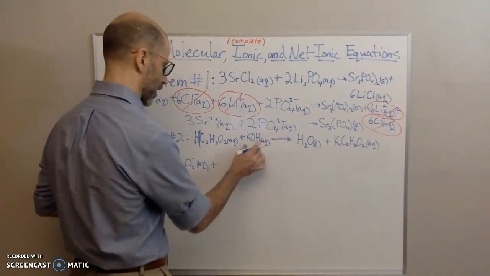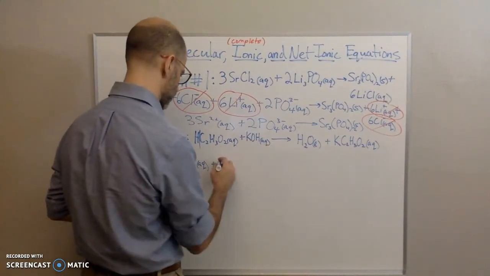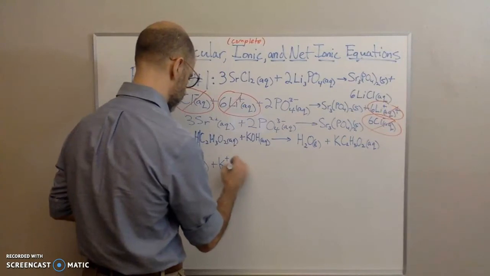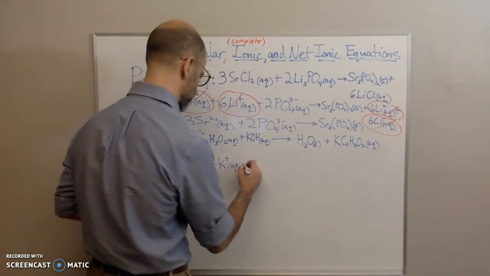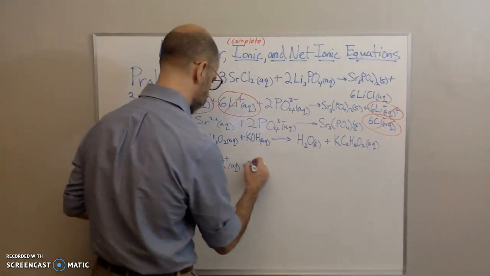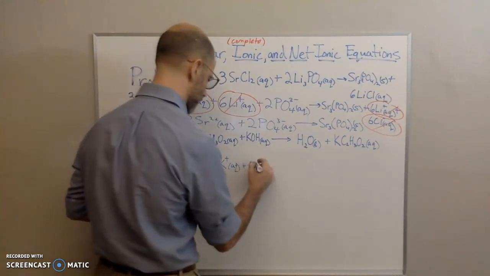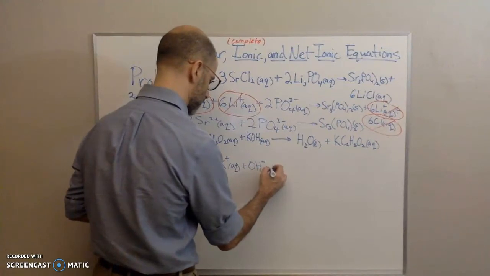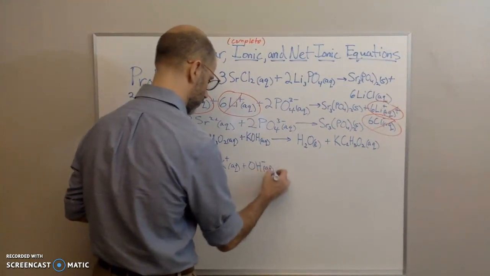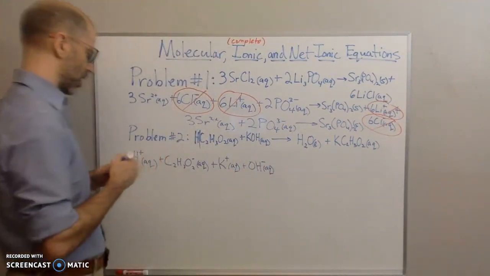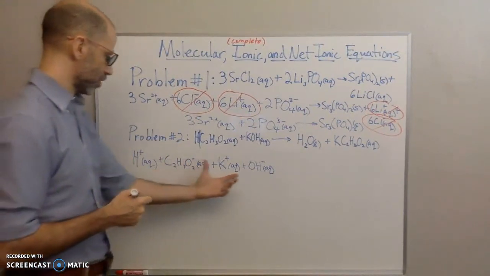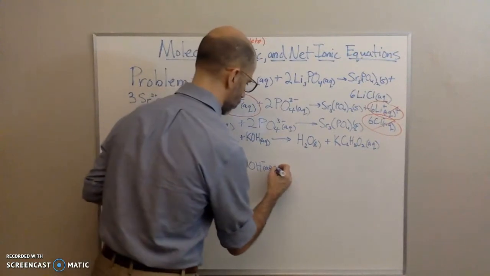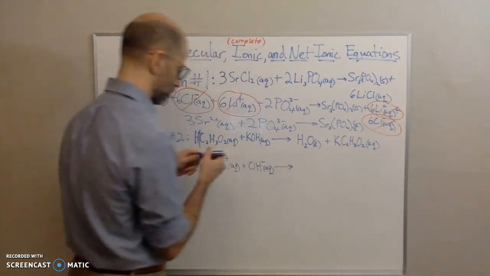And then we have KOH. So that's aqueous. So the metal is your potassium. That's going to be aqueous, and that's going to be separated from your OH. We have 1 of those. So that's your polyatomic ion, OH minus, and that's aqueous. So now we're done with our 2 reactants, our acid and base. And so now we're going to do our products.